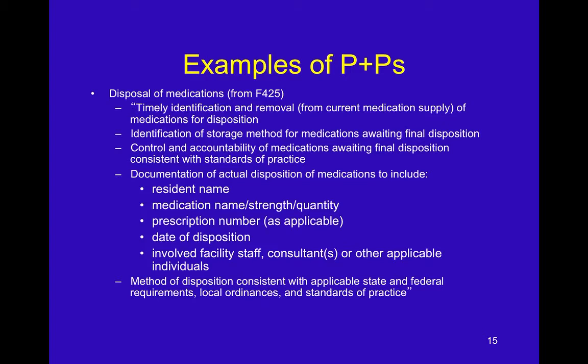The other big one that they talk about in F-tag 425 is disposable medications. If a medication is expired or a medication has been discontinued, there has to be a timely process of how that medication is disposed of. For example, somebody was on amlodipine 10 milligrams and they have a 30-day bubble pack in their cart to dispense that drug, and say the doctor discontinues today. The nursing home has to take the drug out of the cart and put it in an area for disposal.